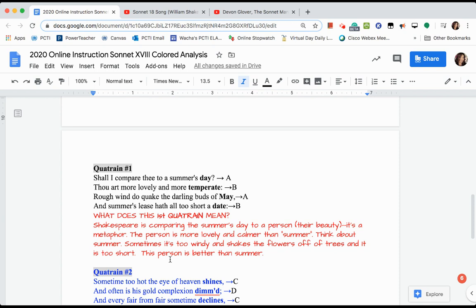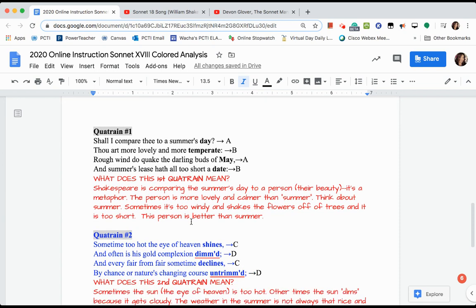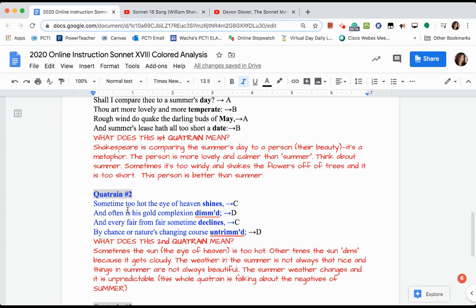So, basically, at the end of this quatrain, we're realizing that summer is not as great, and this person is even better. Okay, moving on to the second quatrain. This quatrain is talking about the negatives of summer, okay? So this whole entire quatrain is basically talking about summer, right? And Shakespeare kind of uses personification because he talks about summer and the aspects of summer like a person.